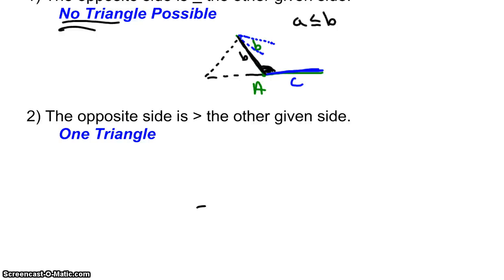Now the next case talks about when the opposite side is greater than the other given side. So once again, I'll draw a side C here on the base. My angle A is given as obtuse, meaning larger than 90. And then my side A, which is opposite, is actually longer than this B. So it would allow me, if it was just a little bit longer, to reach here. If it was a lot longer, it could reach all the way out to here. But we're going to get some kind of triangle formed with this obtuse angle. Okay, so in this case, we're just going to get one triangle.